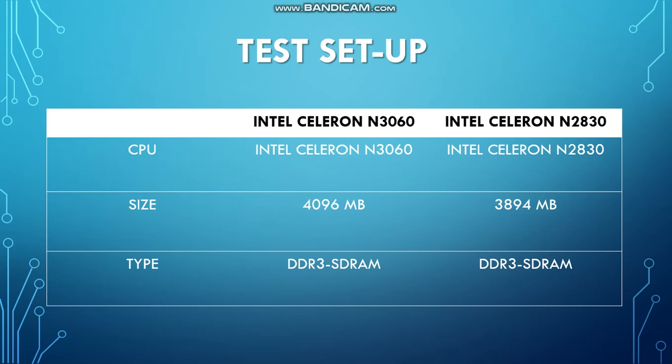The memory size of the Intel Celeron N3060 setup is 4096 MB. Then the size of the Intel Celeron N2830 setup is 3894 MB. The type of the Intel Celeron N3060 is DDR3 SDRAM. Then the type of the Intel Celeron N2830 is also DDR3 SDRAM.